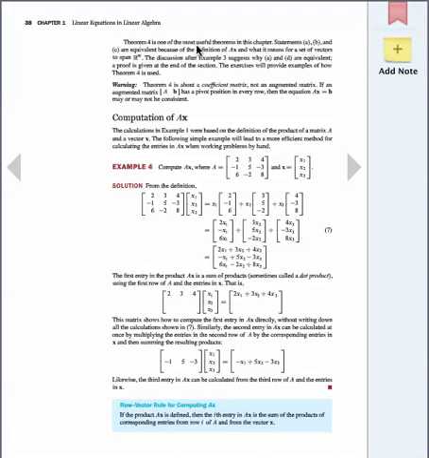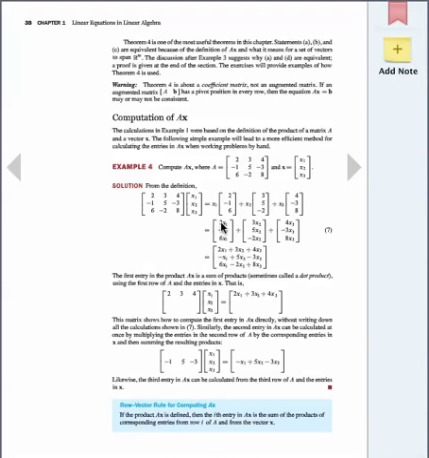Theorem 4 is pretty huge, so just be aware. And take note of this warning. Theorem 4 is about a coefficient matrix, not an augmented matrix. The warning is pretty important. You should figure out why that is.